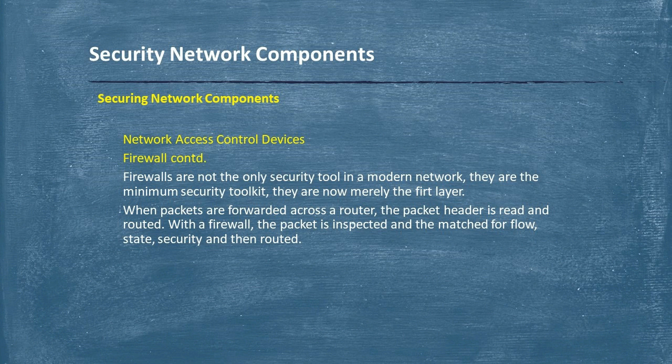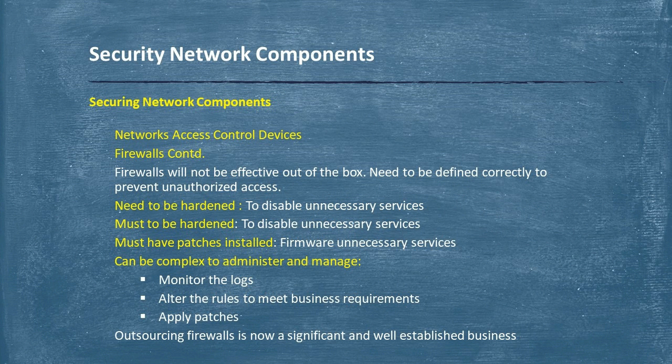When packets are forwarded across a router, the packet header is read and routed. With a firewall, the packet is inspected and matched for flow, state, security, then routed. The basic functioning of a firewall is to filter based on the rule. Firewalls will not be effective out of the box. They need to be defined correctly to prevent unauthorized access.